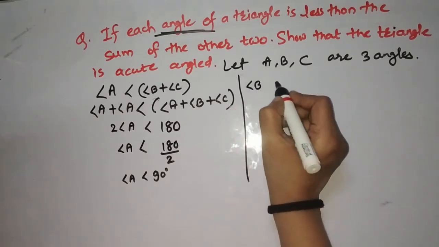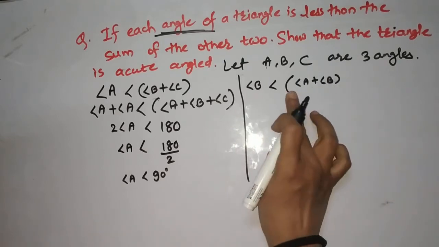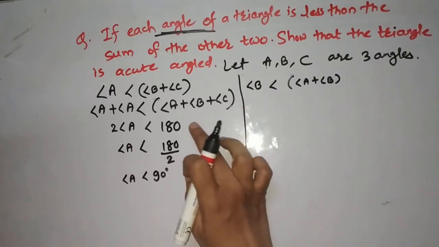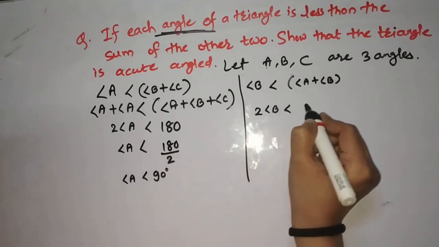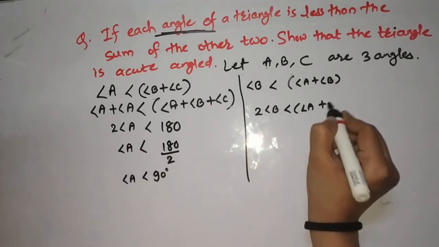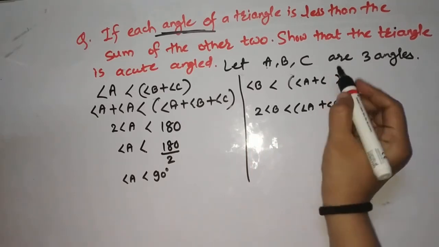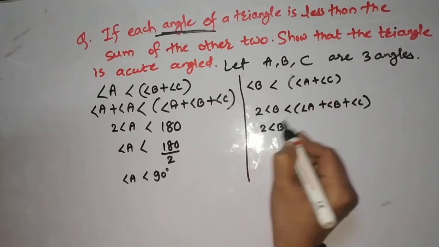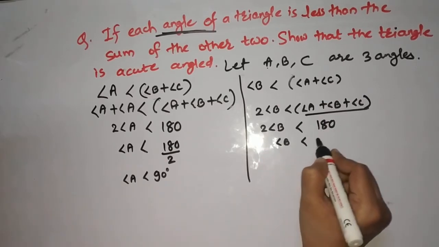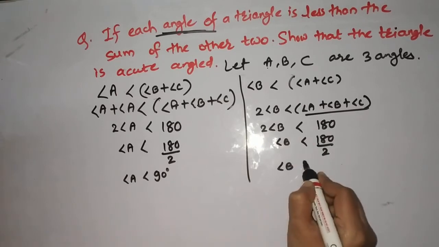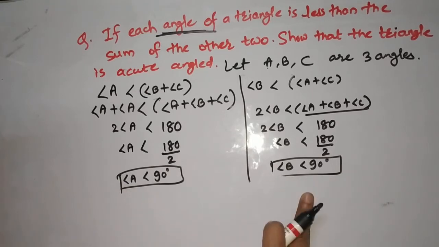Like angle B is less than the sum of the two angles, meaning the sum of A plus C. So again we'll do the same process, add angle B on both sides. So we'll get twice angle B, which is less than angle A plus angle B plus angle C. So twice angle B is less than A plus B plus C, what is that, friends? It is 180 degrees. So angle B is less than 180 divided by 2, meaning angle B is less than 90 degrees. Less than 90 means it is also acute.